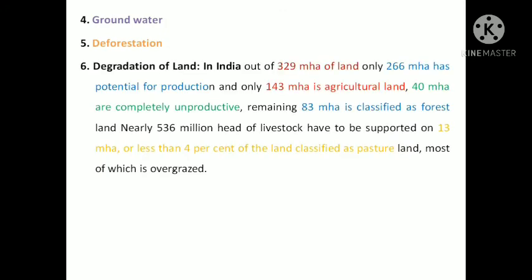In India, out of 329 million hectares of land, only 266 million has potential for production, but only 143 million hectares is agriculture land. 40 million hectares are completely unproductive. The remaining 83 million is classified as forest. India has 536 million livestock, supported by only 13 million hectares. Less than 4% of the land is classified as pasture land, most of which is overgrazed, and the land is degrading.